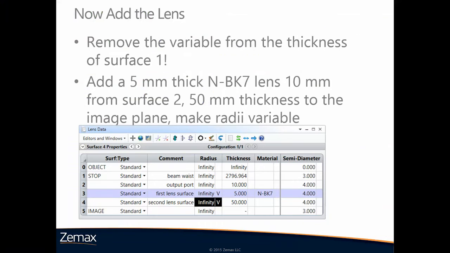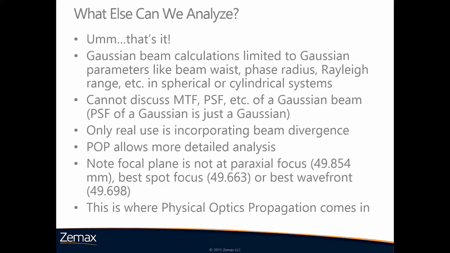Again, the notes just go through everything that we've set. The problem with Gaussian beam calculations is that there's not much else you can do with it. It gives you things like beam waist and phase radius, Rayleigh range and such like. It works in spherical and cylindrical systems, but it doesn't really give you any other useful information. And it doesn't let me say how much wavefront distortion that lens has added to the laser. So this is where physical optics comes in.